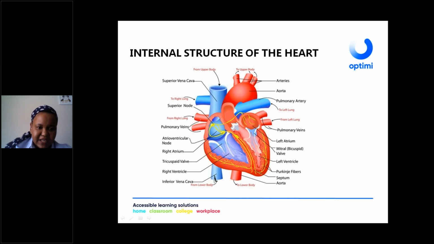Again, we have pulmonary veins. Remember, veins carry blood towards the heart. So the veins are responsible for taking blood into the heart. Okay. And then we have the atrioventricular node. We will see what that does. Then we have the sinoatrial node. So basically those send electrical impulses to the valves, telling them to open and close when the blood is to travel, right? And then we have the septum that divides the right and the left hand side of the heart.